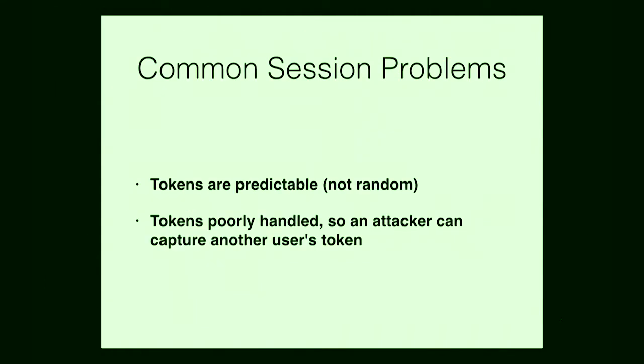So one common thing is predictable tokens, where they're not random. They might just be sequential, or they might use a low quality random number generator. If you just use a typical programming language, the random number generator function is in fact not very random at all, quite predictable. And because there's no real source of entropy on a computer, a good random number generator is really not easy to find, and most developers can't be bothered, and they just use the standard one. Another thing you can do very often is you handle the token improperly.